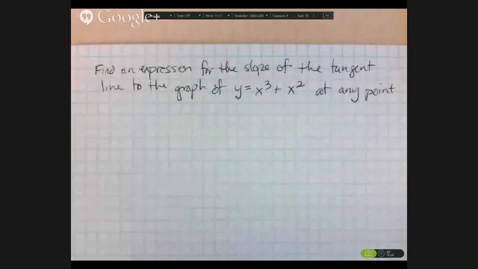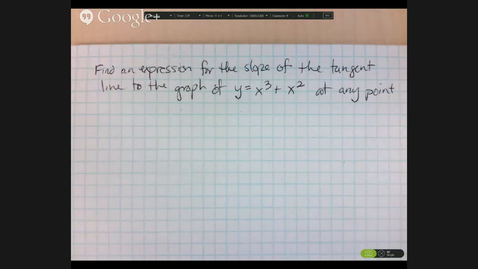Okay, so that might be a way we ask this question. Find an expression for the slope of the tangent line to the graph of y equals x cubed plus x squared at any point. That's the same thing we just did. It's just asked in a different way. Okay, so what's the definition?